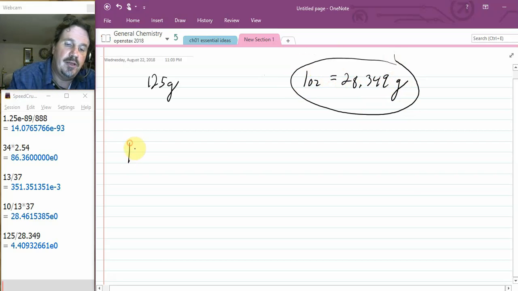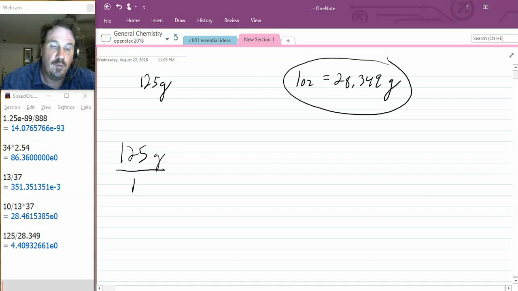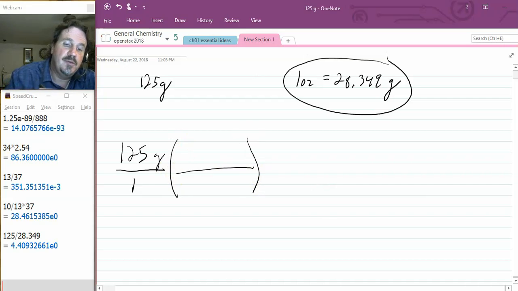I start my calculation off with the amount that I have, 125 grams. Remember, everything's a fraction. Everything has a top and bottom. I'm going to go ahead and put that over the number 1. All right, now we convert. Grams is on the top here. That's what I want to cancel, so I'll put it on the bottom. Top and bottom cancels. I'm converting from grams up in my conversion factor to ounces.